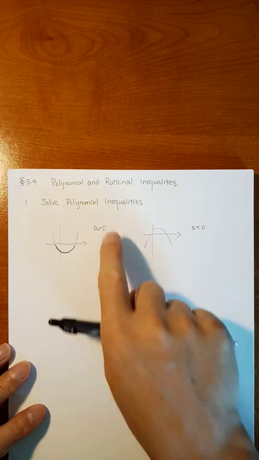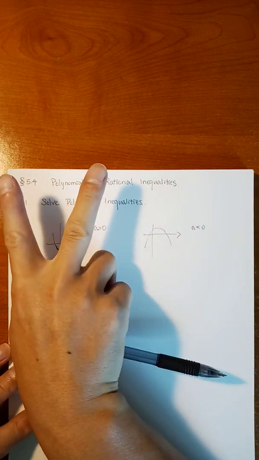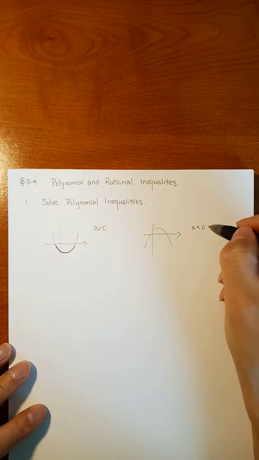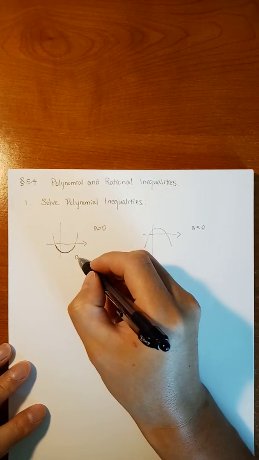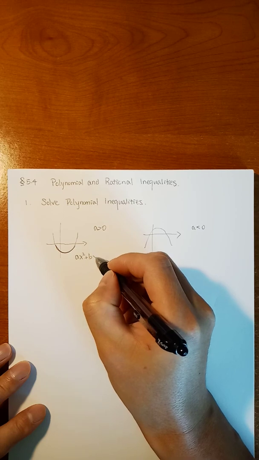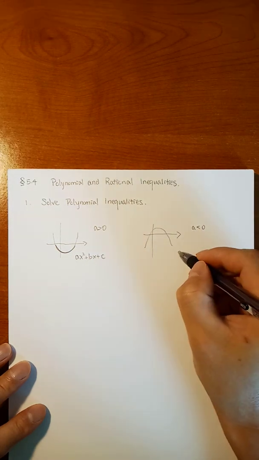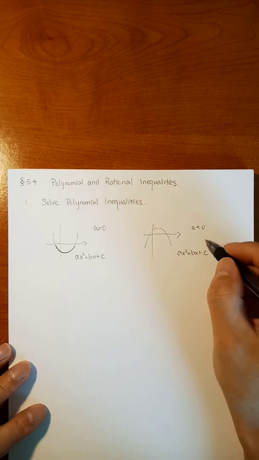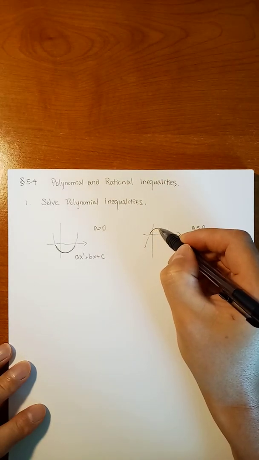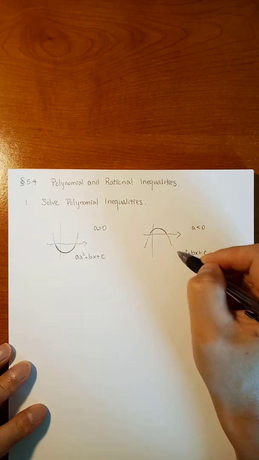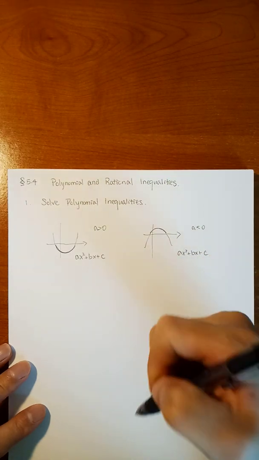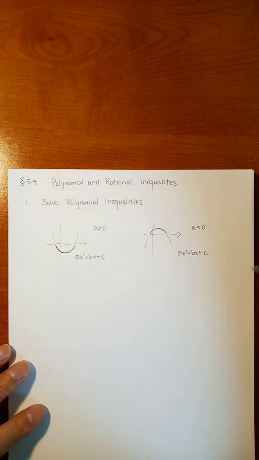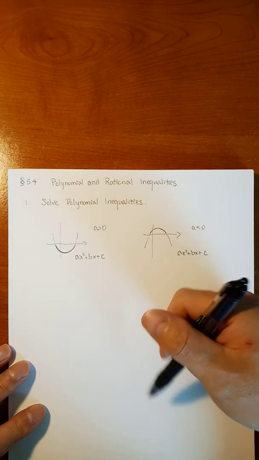a greater than 0 just means it opens up like a V. This is the opposite. And this is not part of an inequality. We're talking about ax squared plus bx plus c. This is the inequality. This part, the inequality is greater than 0. The other two branches, the inequality is less than 0. So the whole discussion depends on the graph of the function.